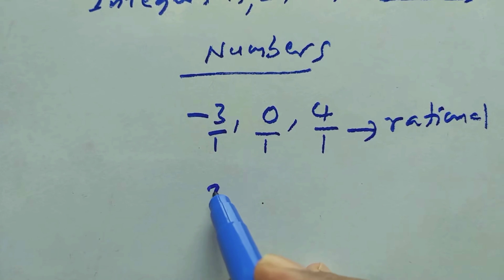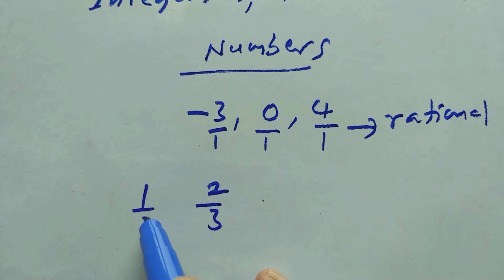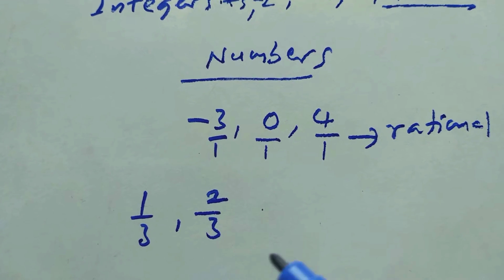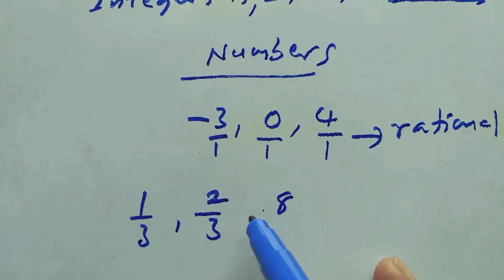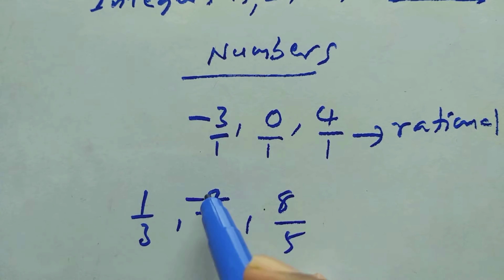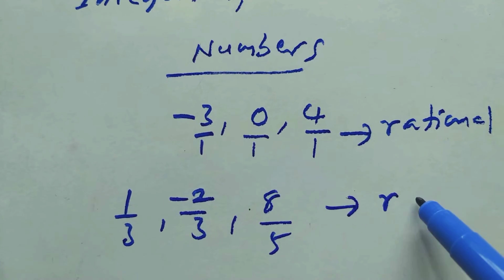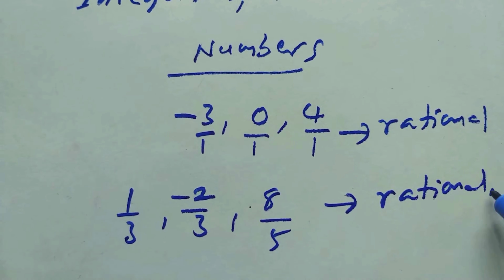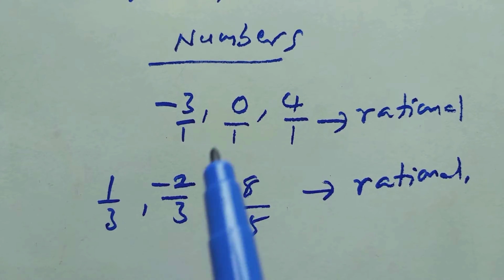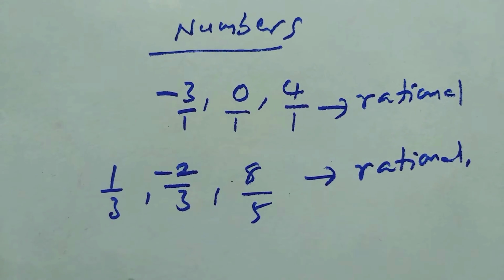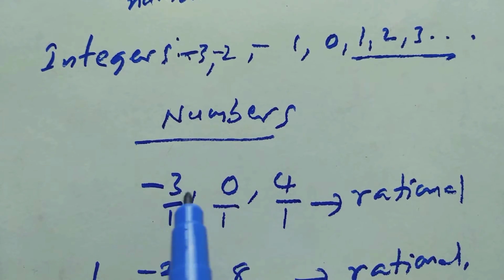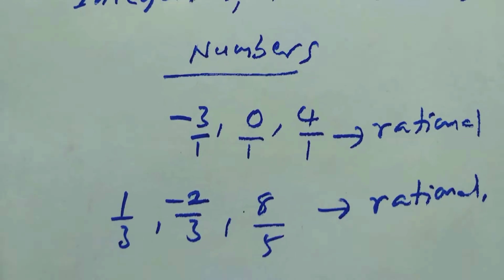Now if I take some numbers like 2 by 3, 1 by 3, 8 by 5, you can see these are integers over integers, and you can take minus also. These all are rational numbers. So all fractions with integer numerator and denominator are rational numbers. And as I showed in the beginning, all integers are rational numbers.